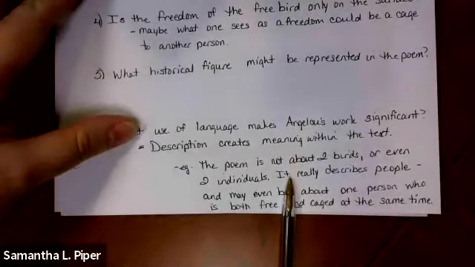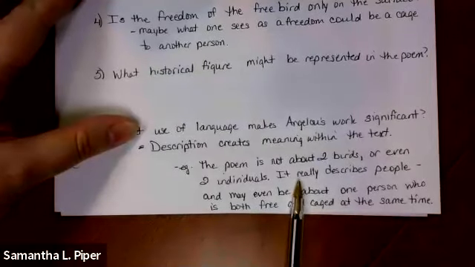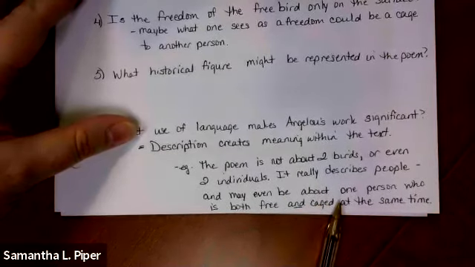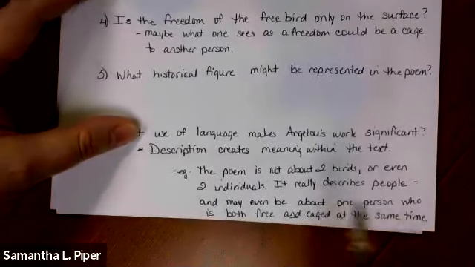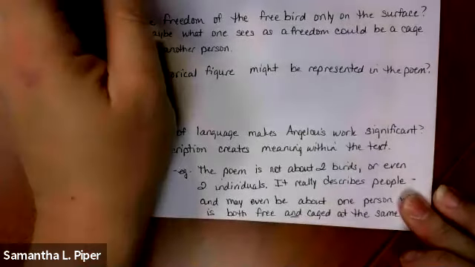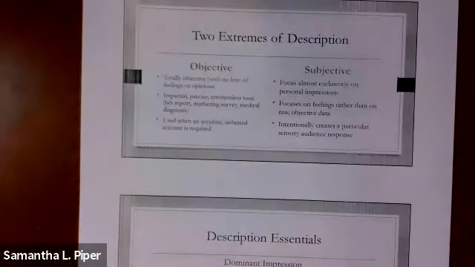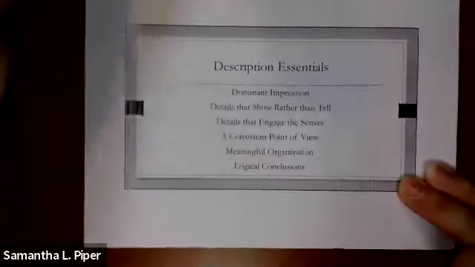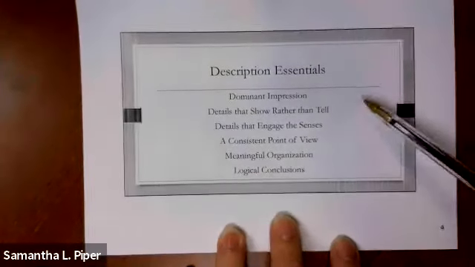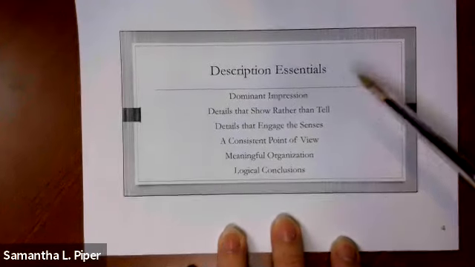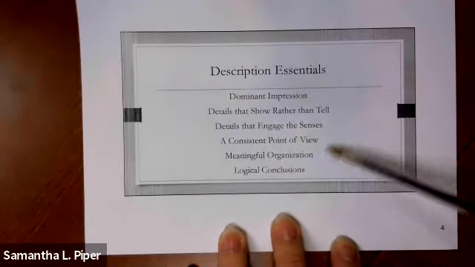So, for example, the poem isn't really about two birds, is it? Or maybe even two individual people. Maybe it describes people in general, and maybe even just one person who could be free and caged at the same time. That's a pretty complex topic, but it is something that's really interesting and helps us understand the paper and the text. So remember, as you go through and you start your brainstorming and you're asking yourself how the use of description creates meanings, look at these essentials.